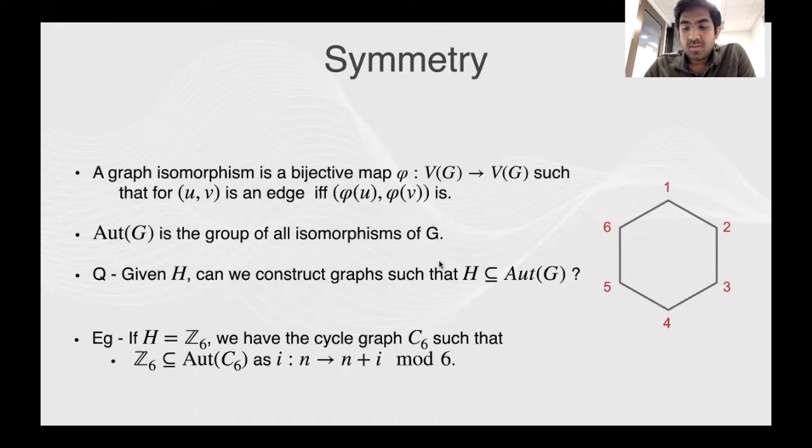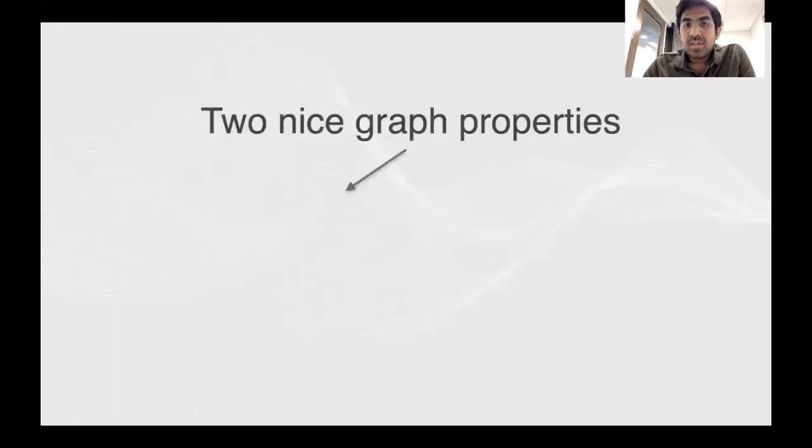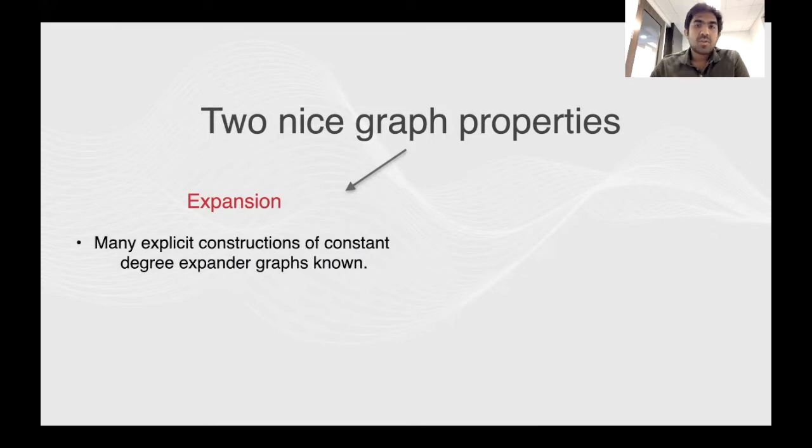All right. So we've seen two properties. Expansion: the question that I asked has been solved, and by now we know a lot of explicit constructions of constant degree expanders.